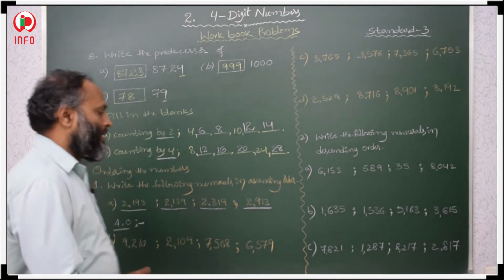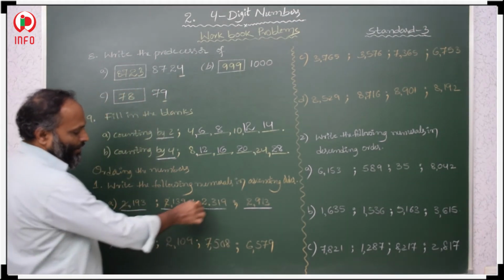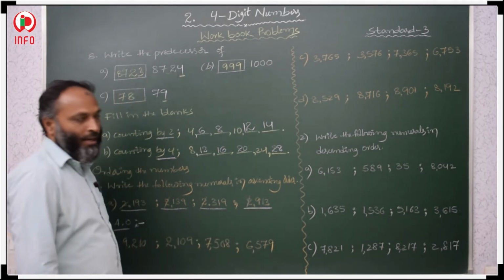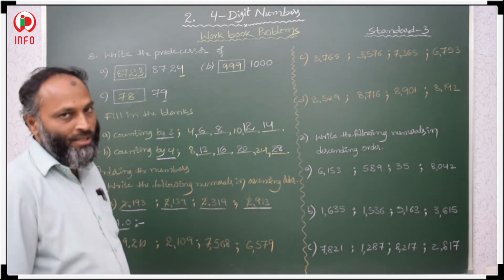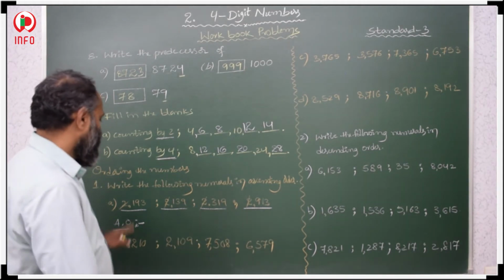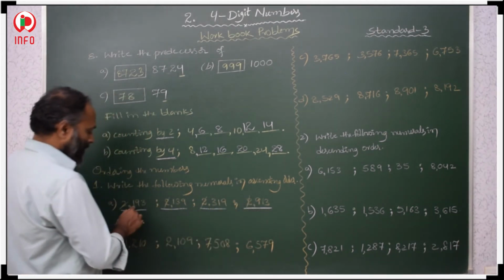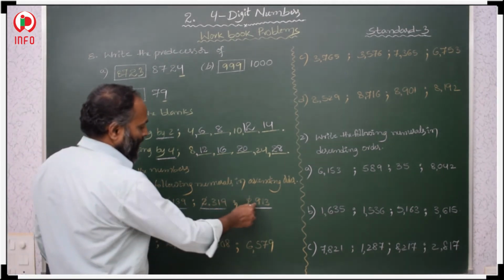First you look at the thousands digit. What is there? Here 2 is there. Here 2 is there. Here 2 is there. In all the numbers 2, 2, 2, 2 is given, all are equal. So then we go for the ones place: 1, 1, 3, 9.